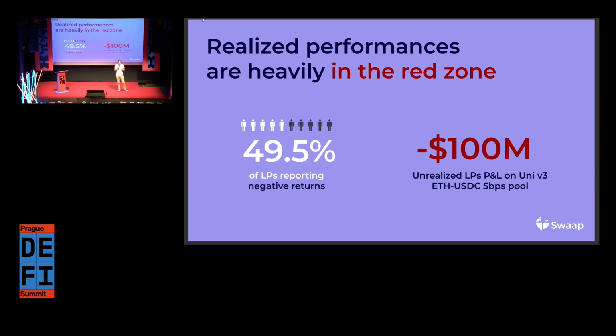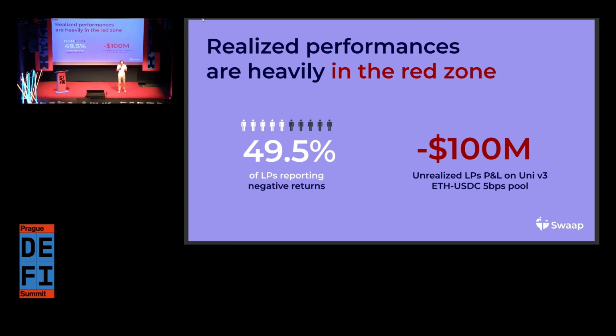So regarding AMMs, what can we see from both approaches? First, if we look at realized performances, we see that they are heavily in the red, unfortunately. A report by Bancor approximately 2 years ago showed that 50% of LPs report negative performances on UniV3. You're going to tell me, okay, Bancor is a competitor of Uniswap. They obviously cheated on their report.